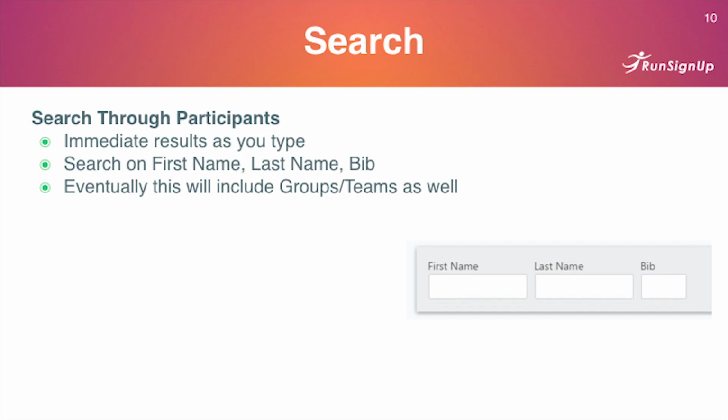So the search immediately filters the results as you type. You can search on first name, last name, bib numbers. Eventually this search is going to be enhanced because we're going to be adding groups and teams into this. James is working on this right now, and this participant section is just going to expand to groups and teams. So on the participant section, you'll be able to see the groups and teams they're affiliated with, and you can search by either, and it's just going to be a little bit nicer.